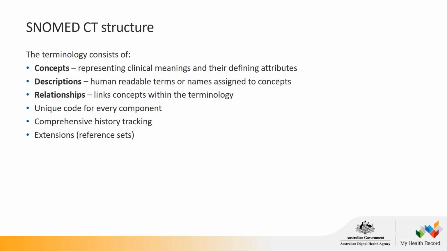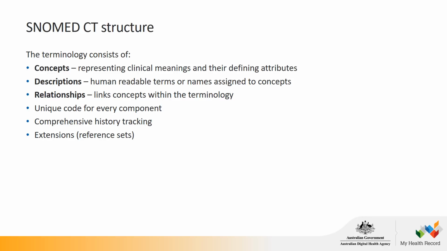Let's talk about the structure of SNOMED CT. SNOMED CT and SNOMED CT-AU is comprised of three core components called concepts, designed to cover clinical meanings and their defining attributes, descriptions that are human readable terms assigned to the concepts, and relationships that link concepts together. Every one of these components has a unique ID associated with it.